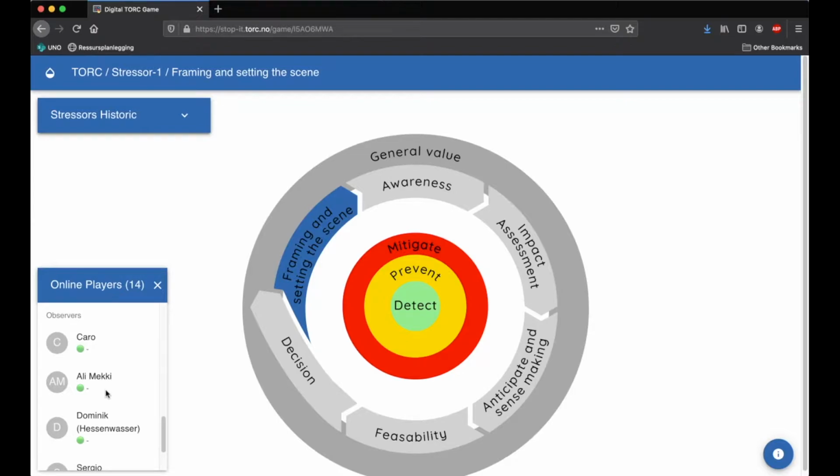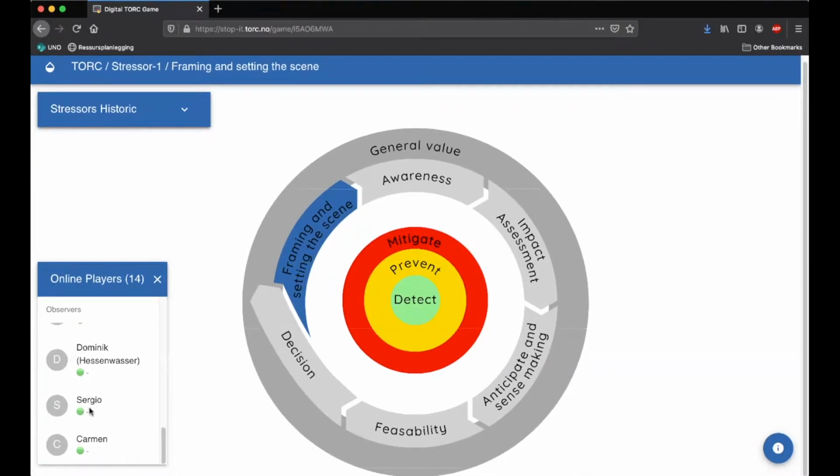Dominic. Well, I don't care. I take the one who is left. Okay, I will put you as modeller. Okay. Sergio and Carmen. I will be a player. Okay.